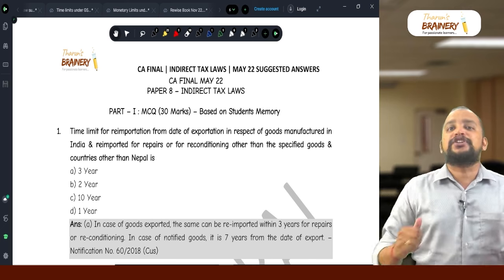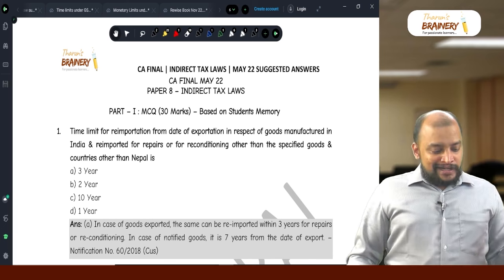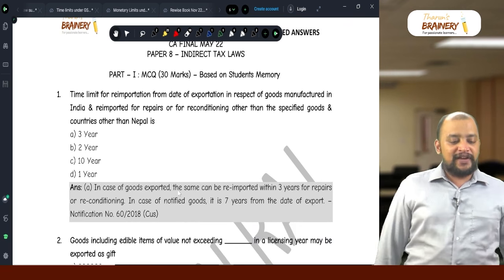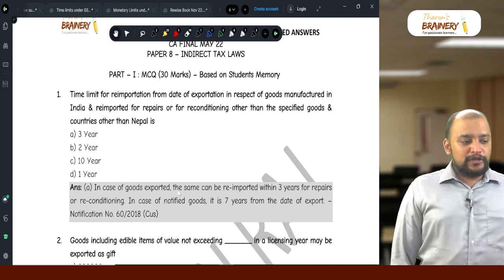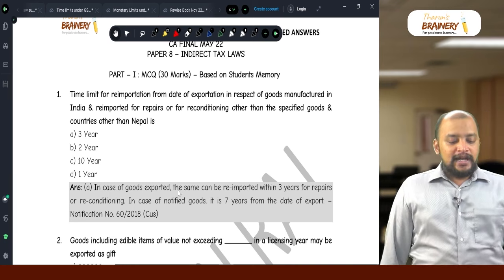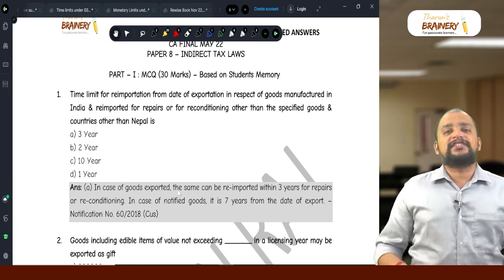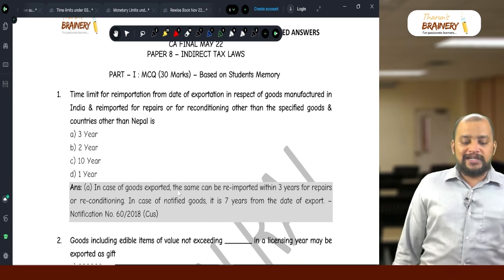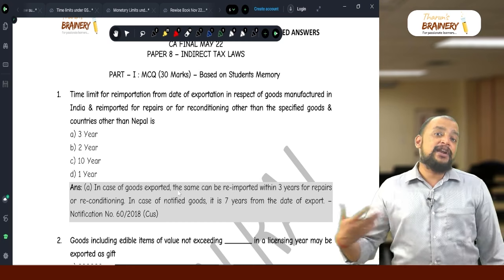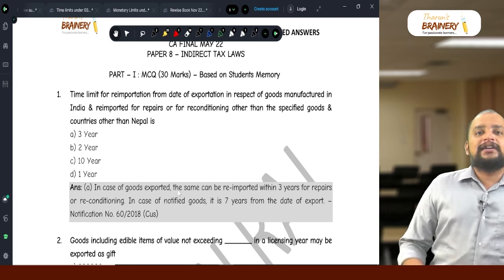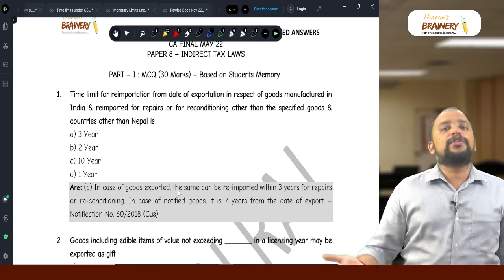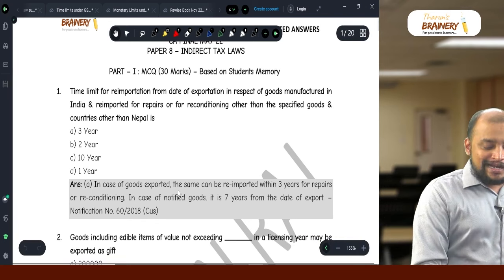Look into the MCQ part first. First question: the time limit for reimportation from the date of exportation in respect of goods manufactured in India and reimported for repairs or reconditioning, other than specified goods and countries other than Nepal. Many students took it as Nepal and wrote 10 years, but the answer is 3 years, because for other than notified goods it is 3 years, for notified goods it is 7 years, and for Nepal it is 10 years. Here it is other than notified goods, so option A is the answer.